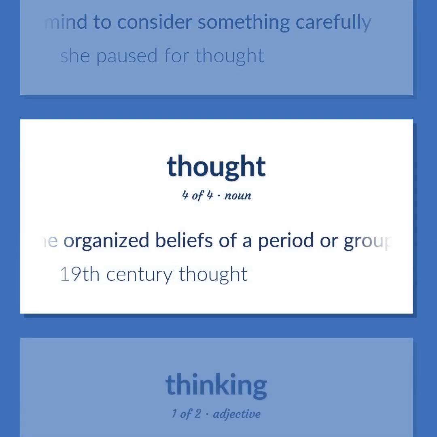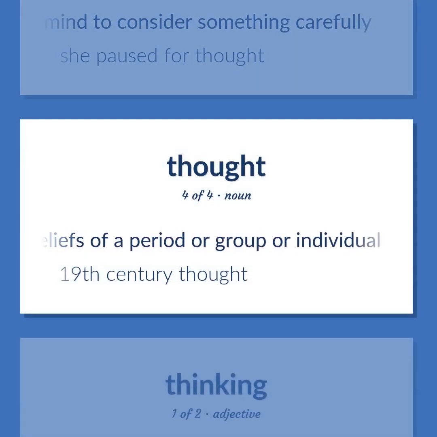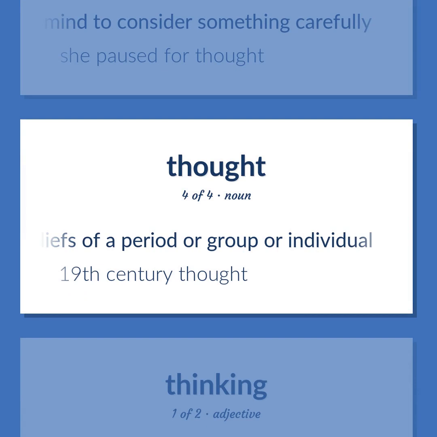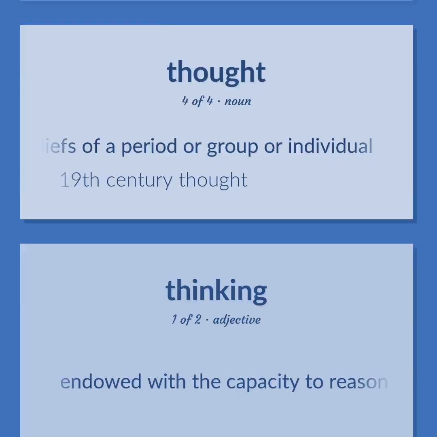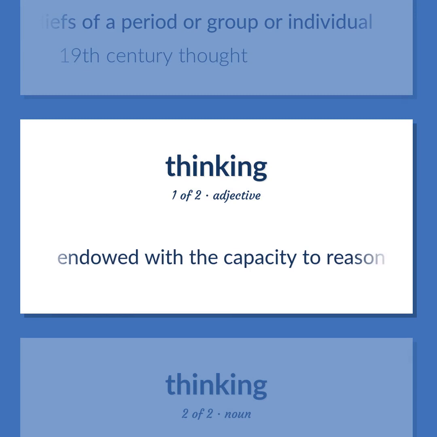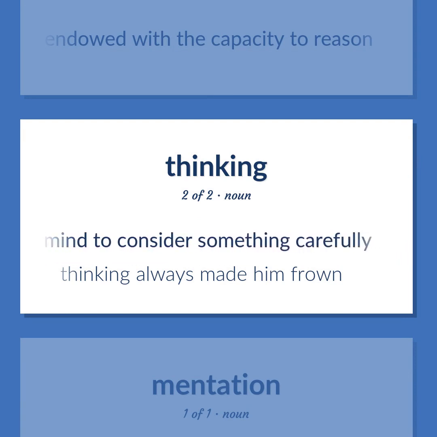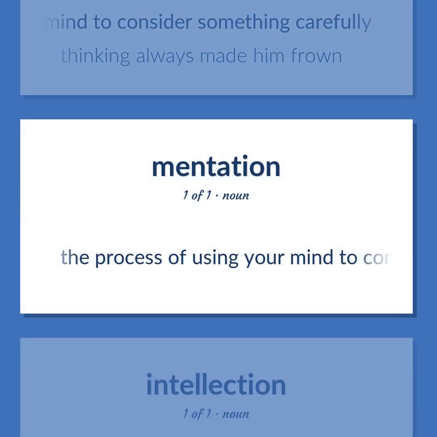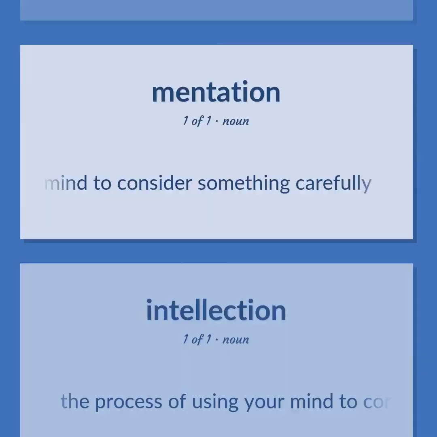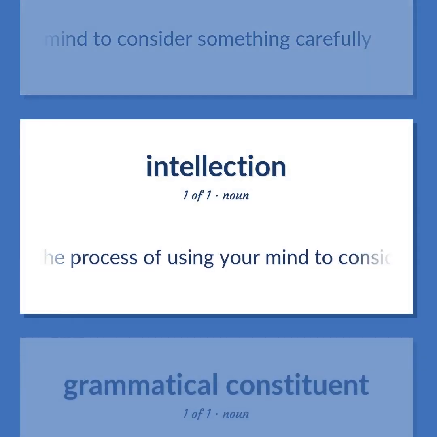The organized beliefs of a period or group or individual. 19th century thought. Endowed with the capacity to reason. The process of using your mind to consider something carefully. Thinking always made him frown.